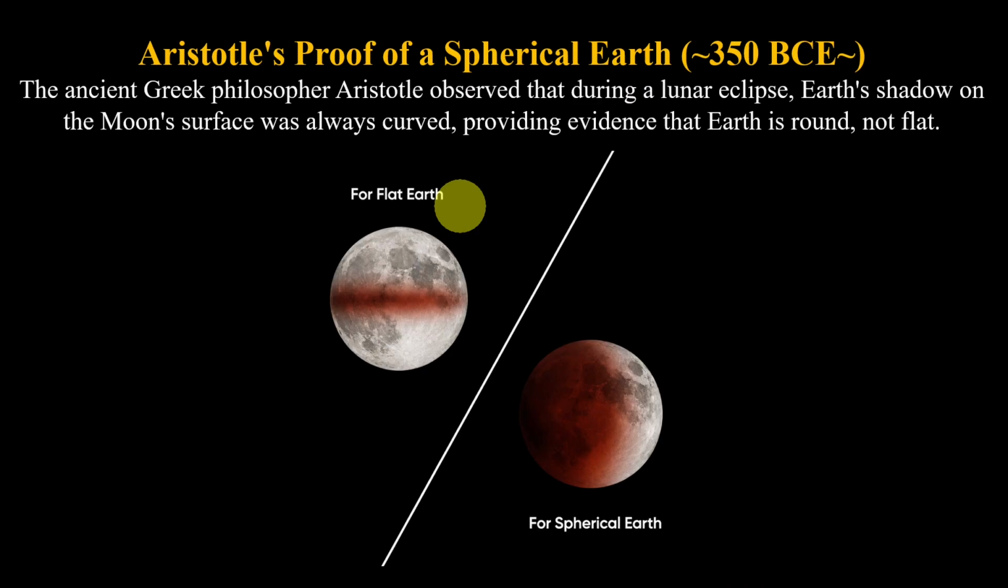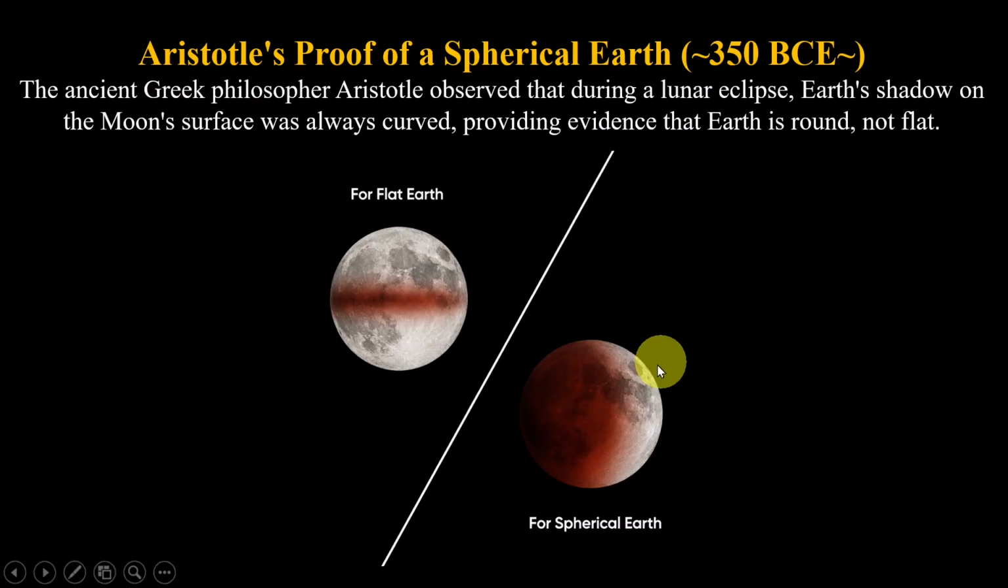Starting from Aristotle, he used lunar eclipses to prove that the Earth is spherical. Because back in those days, a lot of civilizations believed the Earth was flat. So Aristotle argued that Earth is not flat, that Earth is spherical.